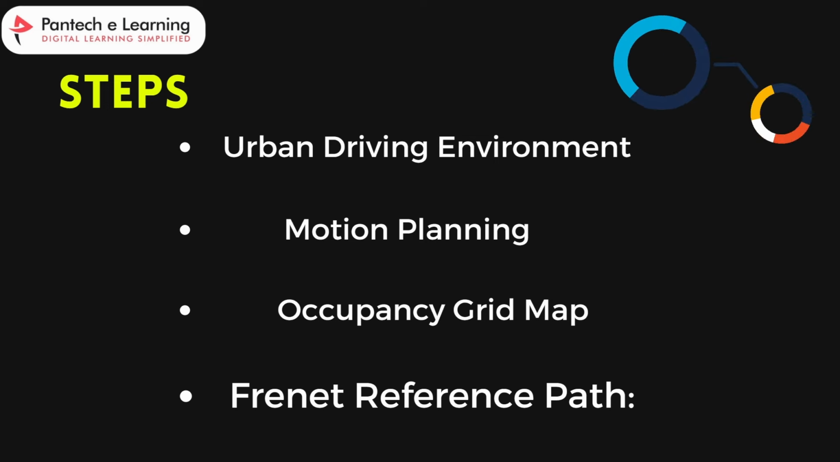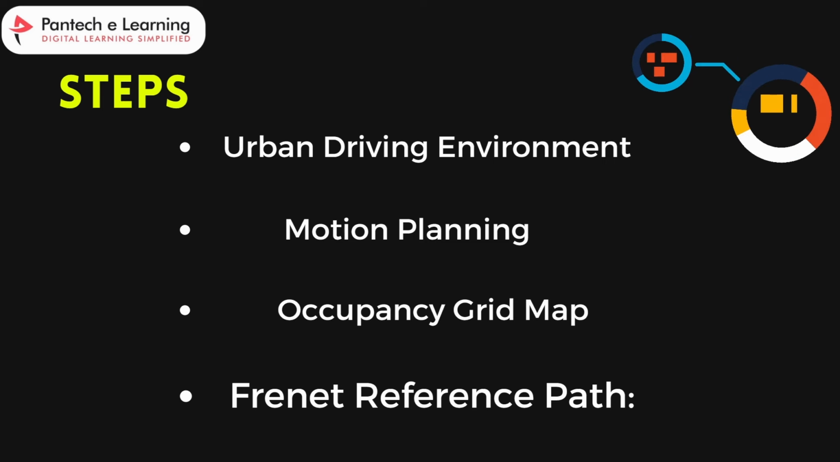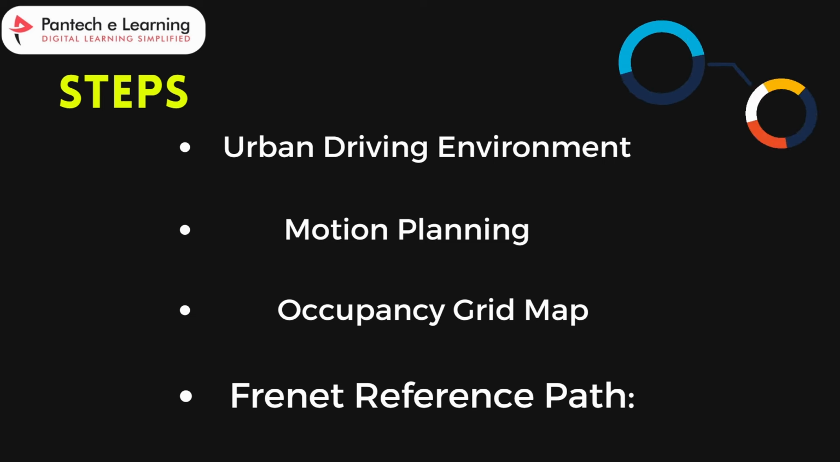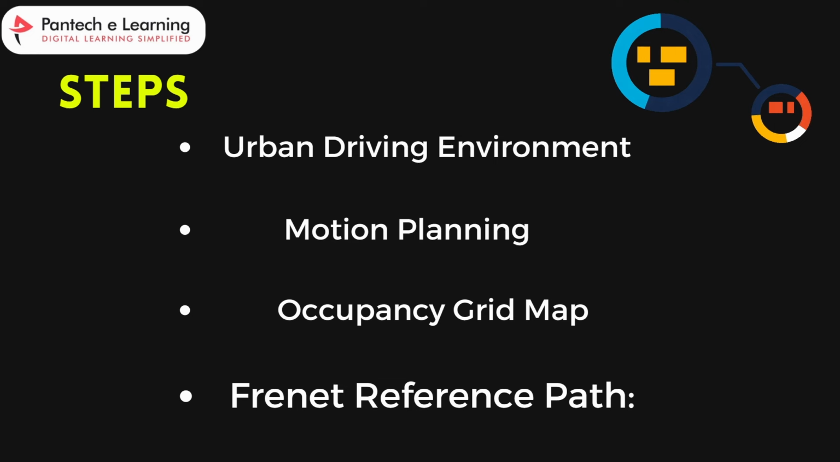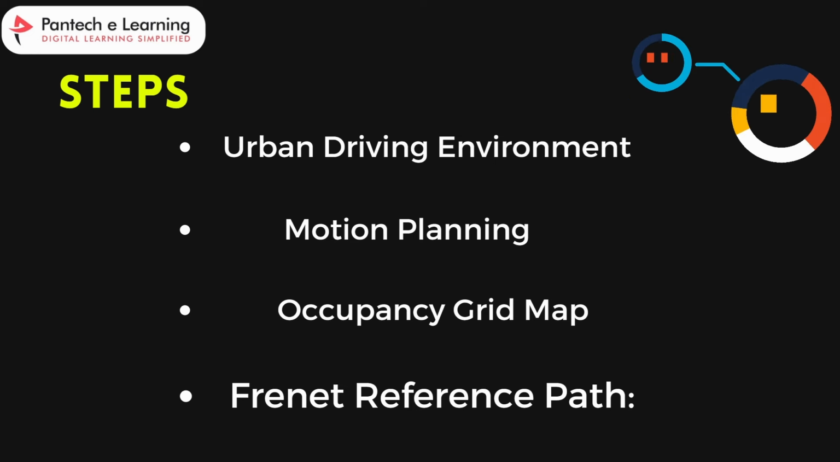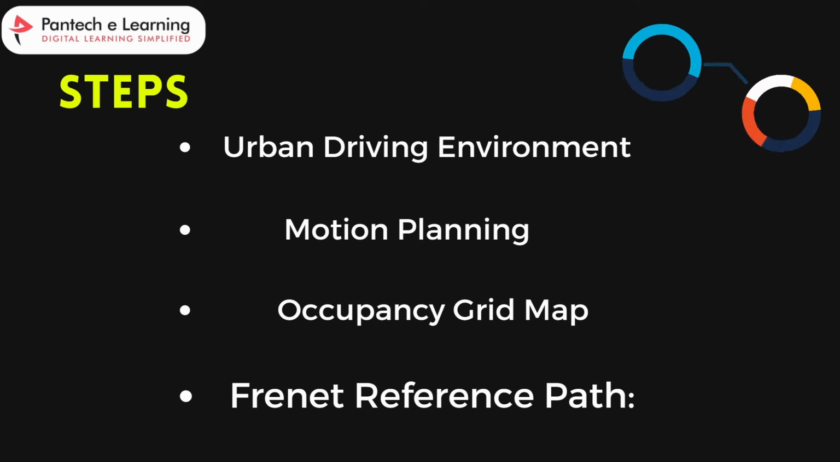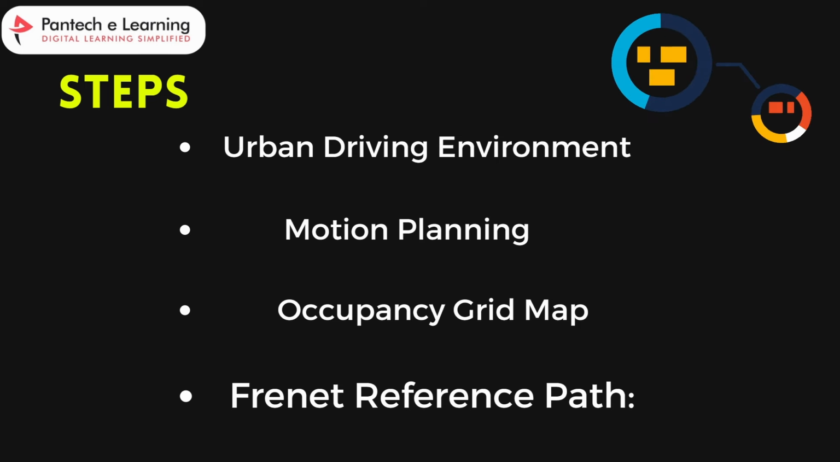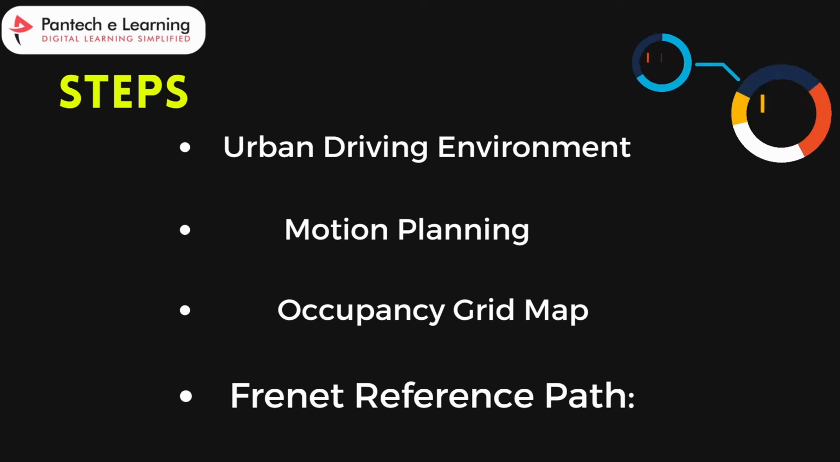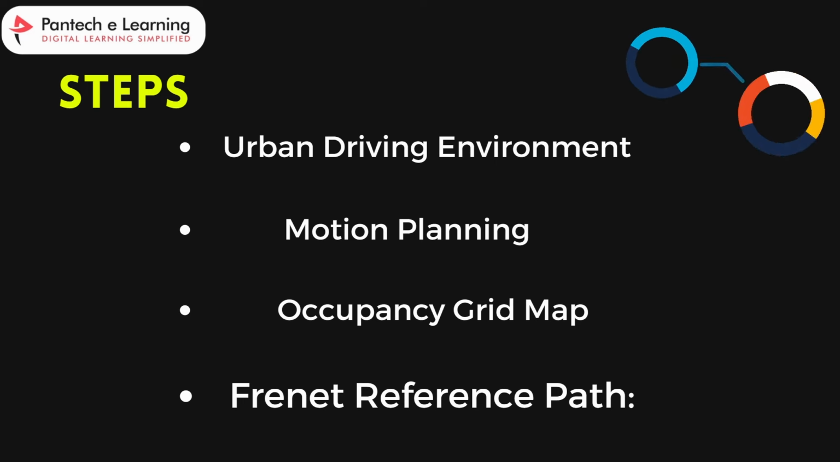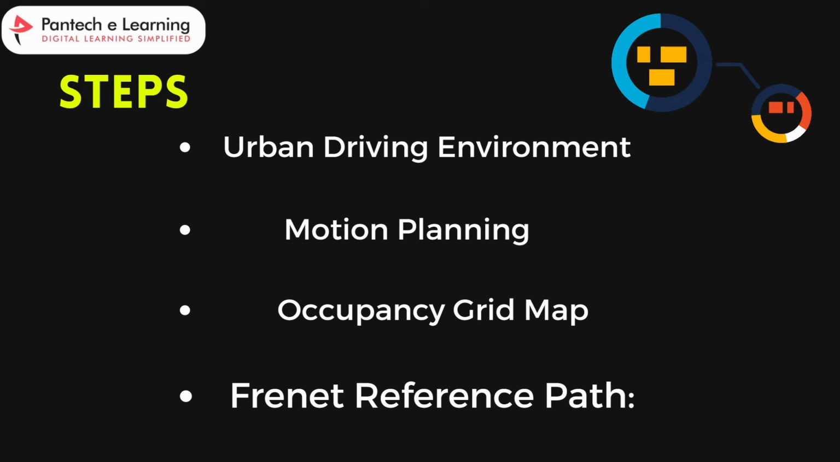Next one, motion planning. This is the process of determining the sequence of actions, that means trajectories, for a vehicle to reach its goal while avoiding any obstacles in that environment. Basically, motion planning involves generating safe and efficient trajectories for the vehicle to navigate through the urban environment.